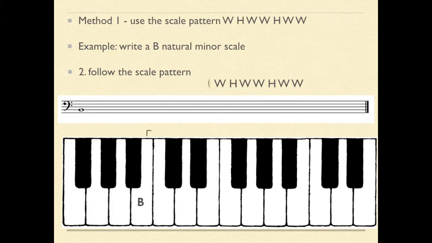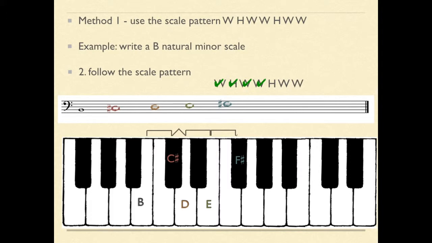So first we start with a whole step up from B, which is C sharp. Let's write that on the staff. Done with that. Next we'll write a half step up from C sharp, that's D. That goes on the staff. Done. A whole step up from D is E. That goes on the staff. Done. Now a whole step up from E is F sharp. That goes on the staff.